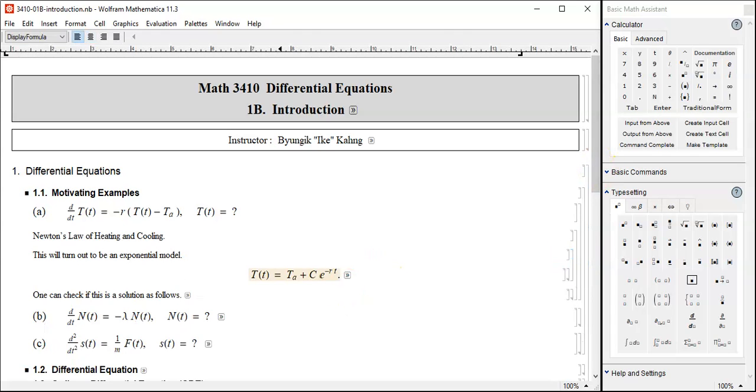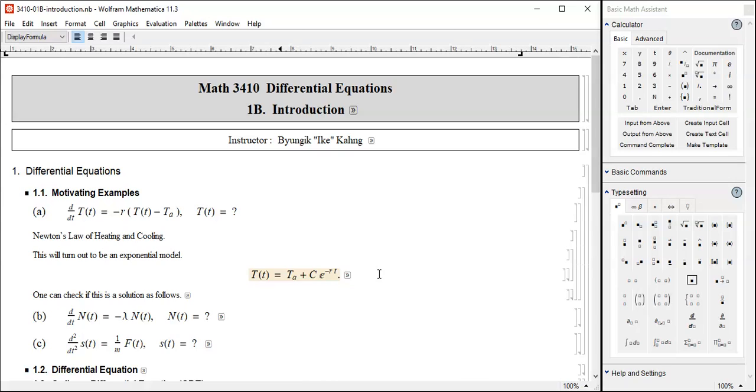Now let's talk about the analysis of the solution. By the way, I'm not asking you to solve the equation now and get the solution. Not just yet. That's something we're going to start next week. At this moment, let's focus on the analysis of the solution. So here's a solution, and it's an exponential model.